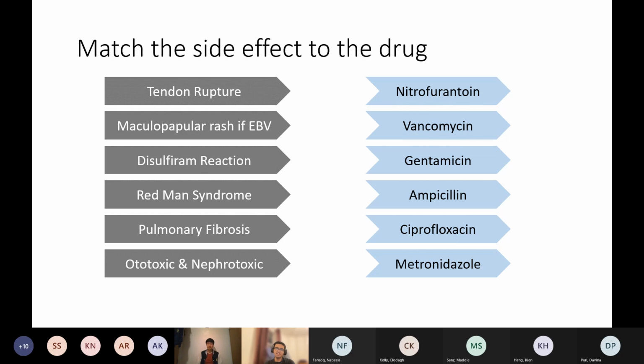Wow, I wish I had this slide when I was in fourth year. I wish I had a lot better antibiotic teaching. It's such a broad topic that no one ever wants to discuss.